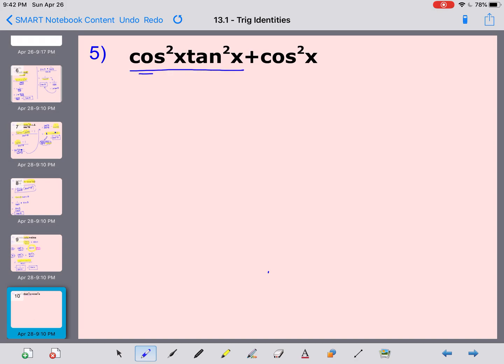This is the first term, and then this is the second term. Notice that these 2 terms have a GCF. The GCF, the thing they have in common, they both have cosine squared x. So I'm going to factor out a common factor of cosine squared x. And when I do that, left over, I have tangent squared x plus 1. Right? So all I did was factor out a GCF.